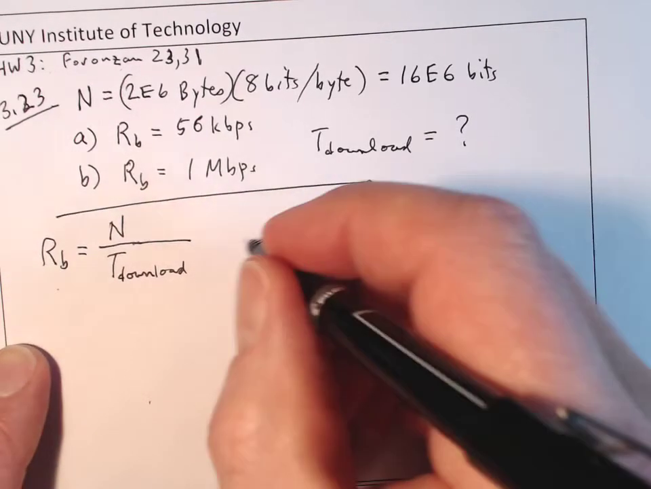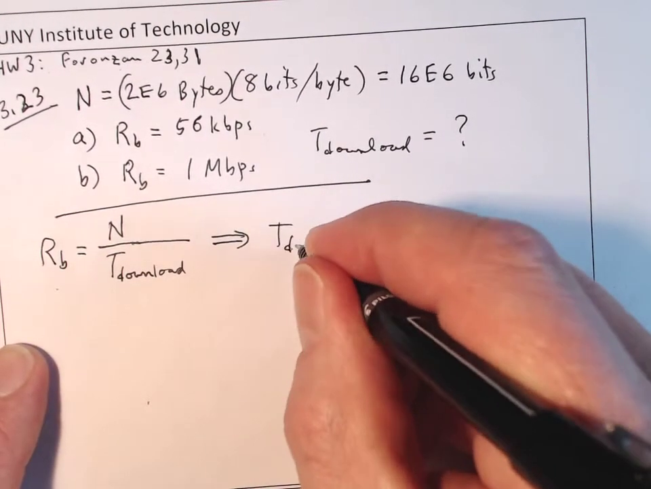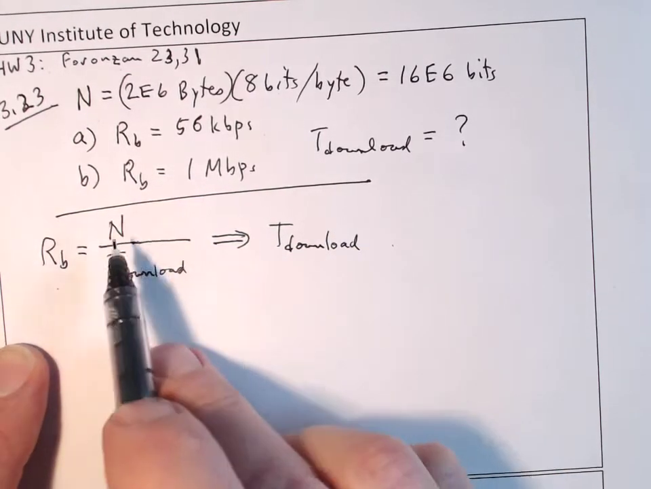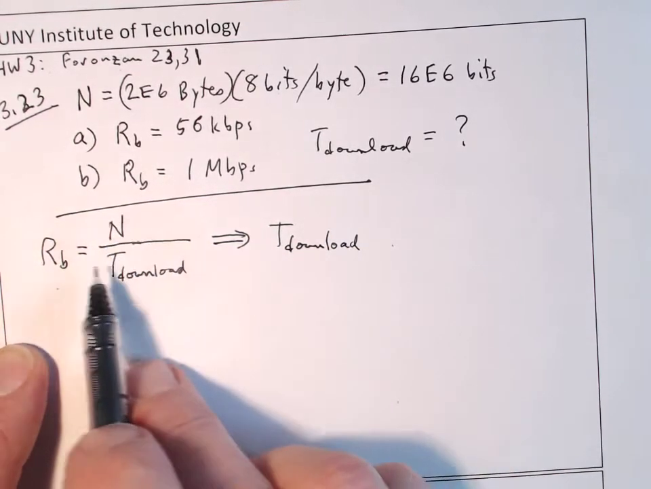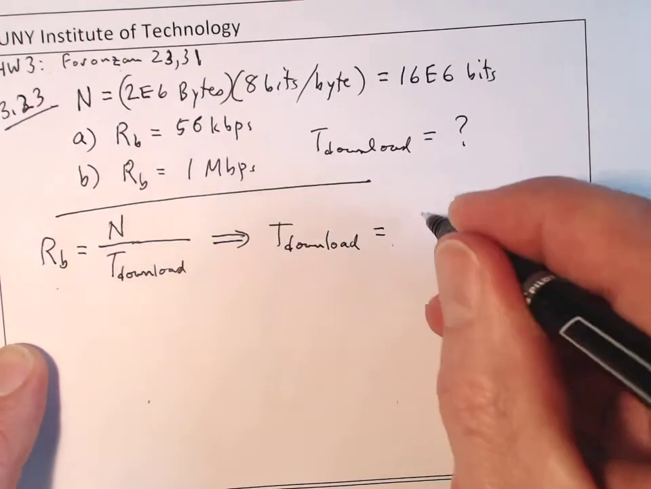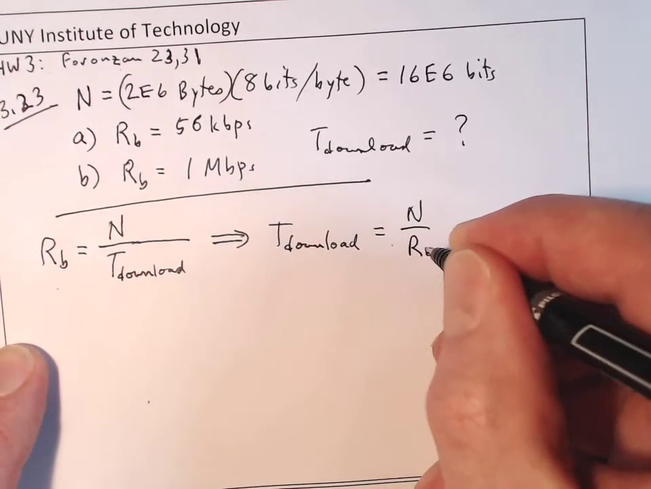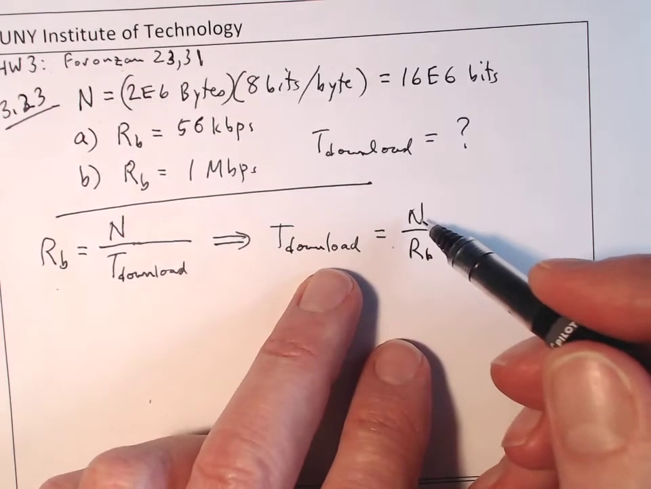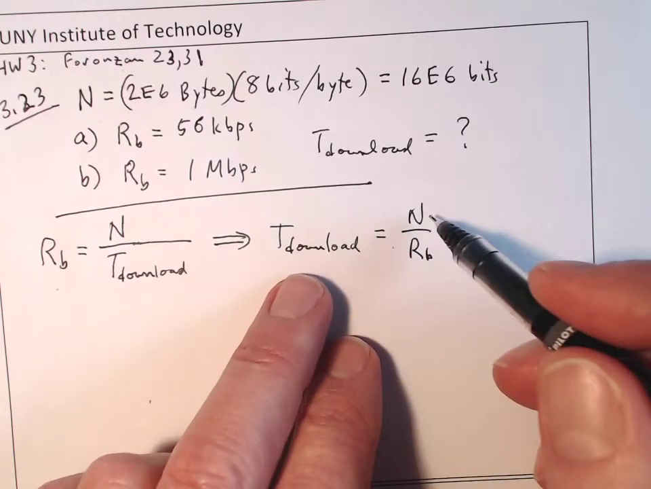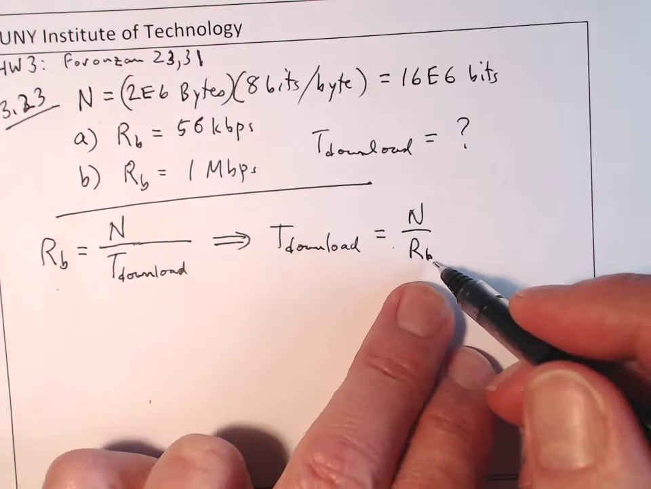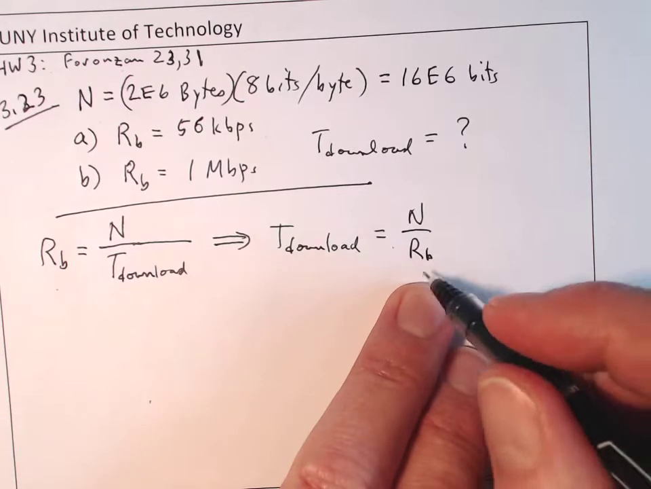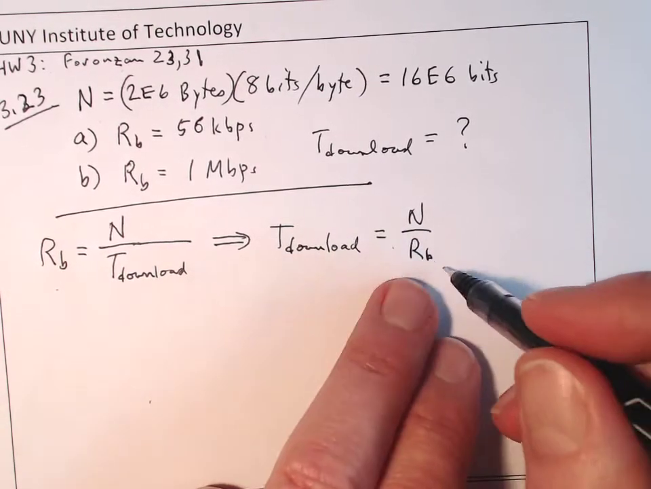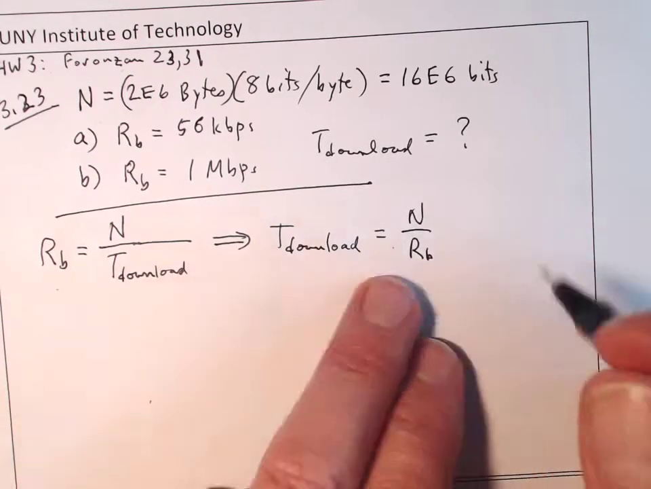I can solve this equation for T download, and this makes sense because it's bits in the numerator and seconds in the denominator. Bits per second is the rate. So T download is N over the bit rate. This makes sense because T download is proportional to the number of bits. You double the number of bits, you double the download time, but it's inversely proportional to the rate. You cut the data rate in half, and it's going to take you twice as long to download. A higher data rate gives you a lower download time.